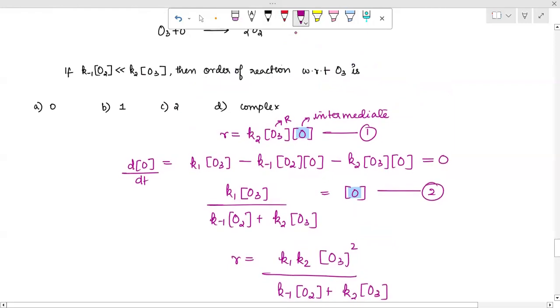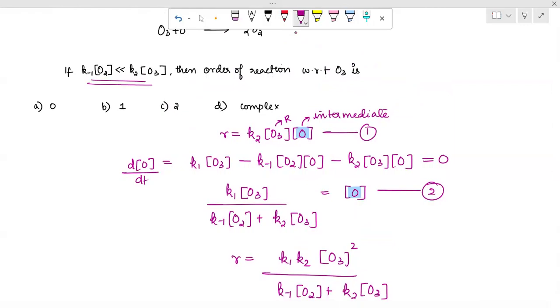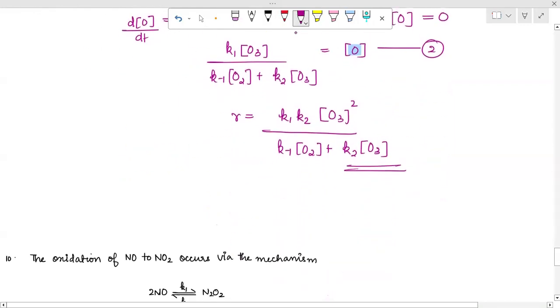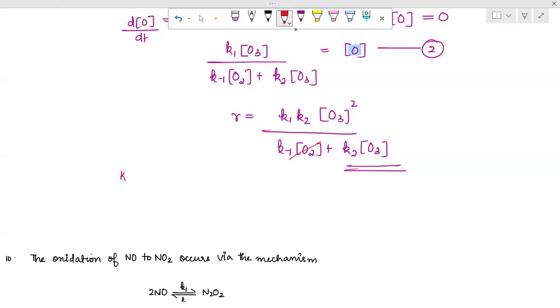But see what is given in the question. They have said that your K2 O3 value is very, very high compared to K inverse O2. So you will neglect K inverse O2. Correct? K inverse O2 is very much less than K2 O3.